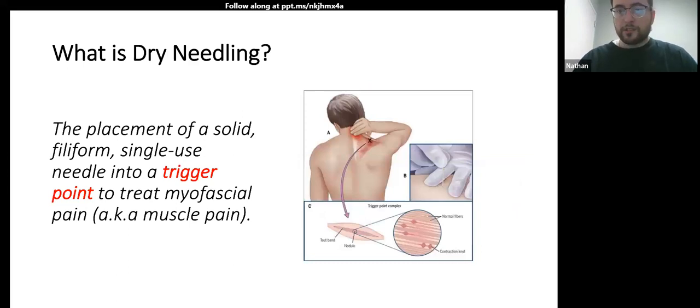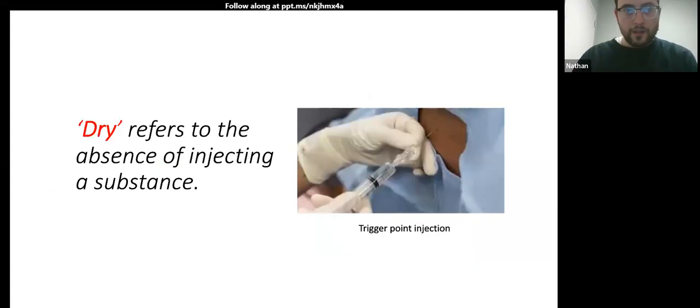So dry needling is using a thin filament needle. It's a solid needle. There's no gauge to it, so we're not injecting any medication or any substance. The needle is placed in the trigger point and tapped in there to get the muscle to release. This is a picture of the mechanism we talked about before, those little taut bands in the muscle, and we use the needle to release them. Dry obviously refers to the absence of injecting a substance.